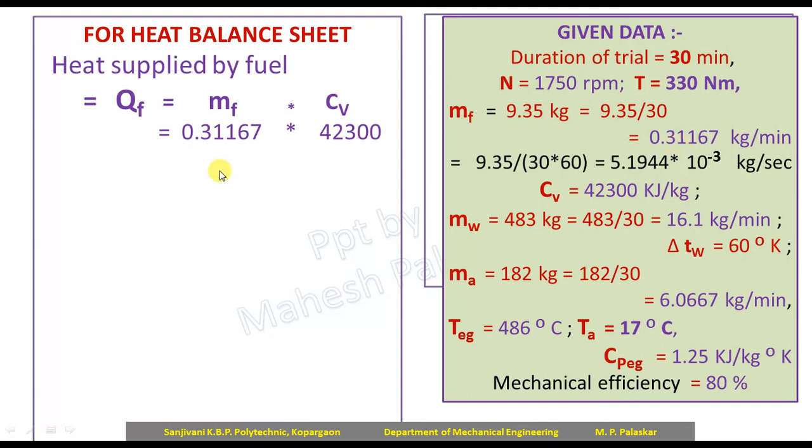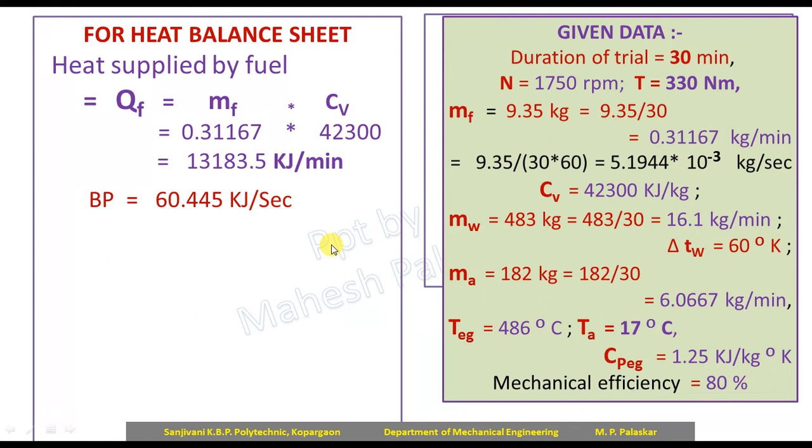So this value is substituted here, and the calorific value 42300, that is given. So that value is substituted here, right? So we get the heat supplied by fuel as 13183.5 kilojoule per minute.